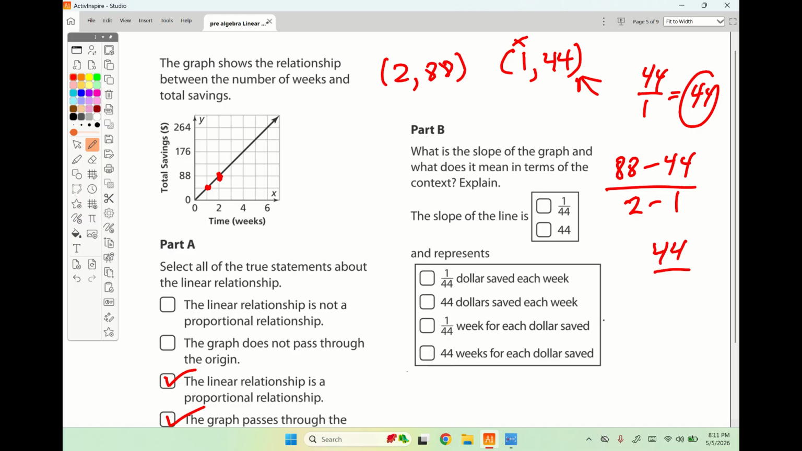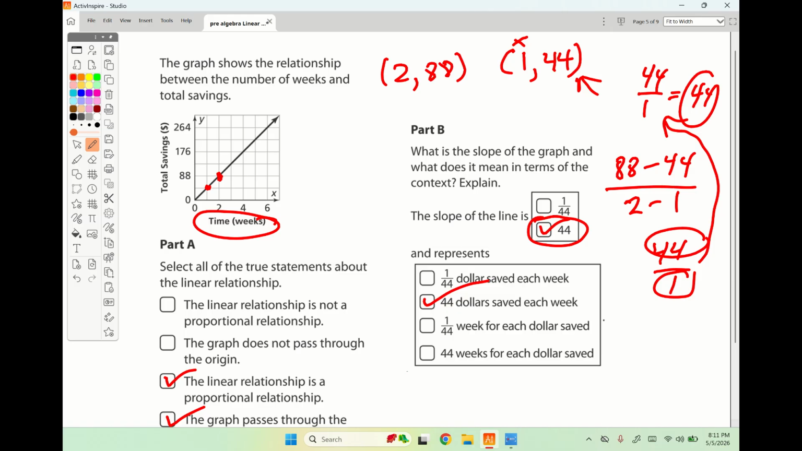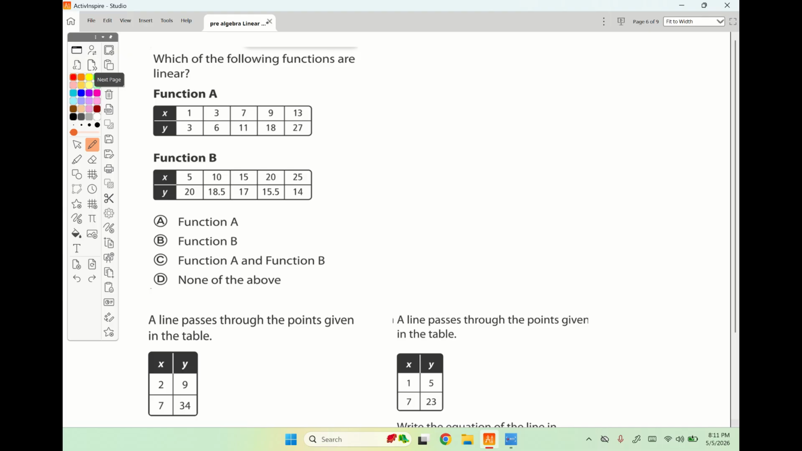Alright, we're almost at the end here. So now, which of the following functions are linear? To be linear, it has to have a common difference. What does that mean? That just means a plus or minus pattern. So if from one value to the other, you have the same pattern, as long as it's a plus or a minus pattern, then it is linear. Make sense?